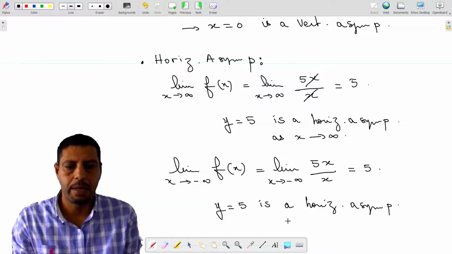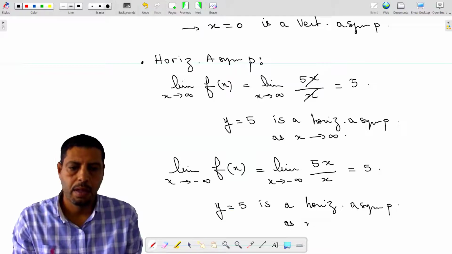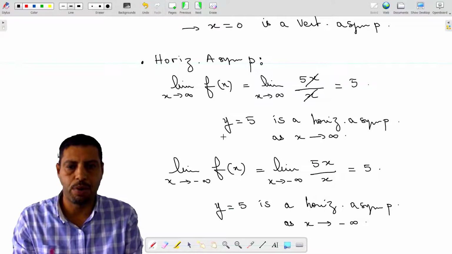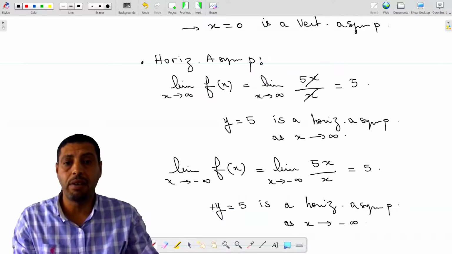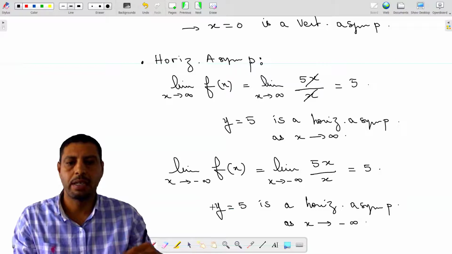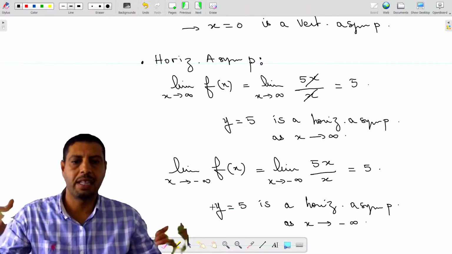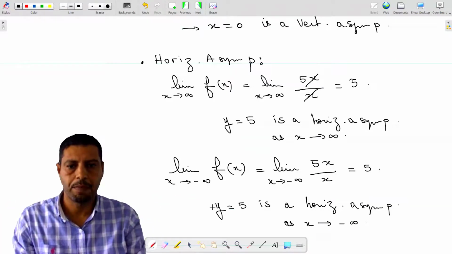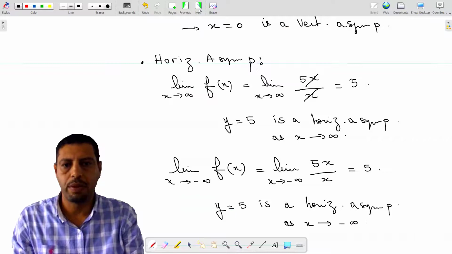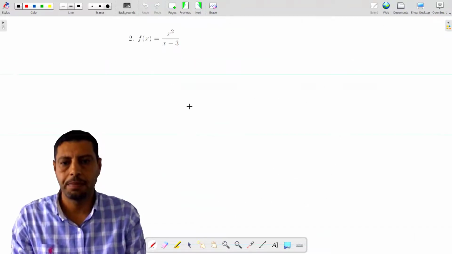as x approaches negative infinity. So we have a common horizontal asymptote at both infinity and negative infinity in this case, and it's the case of all rational functions. If you have horizontal asymptotes, it's going to be the same at infinity and negative infinity. Okay? So let's move to the next function.